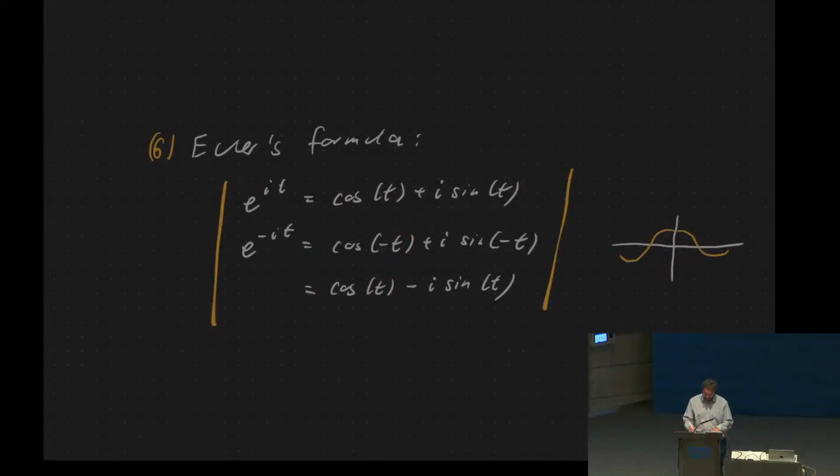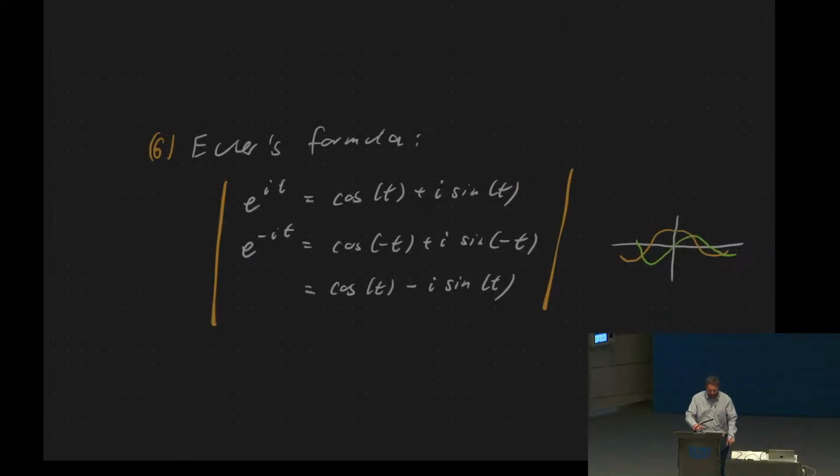For the sine, it's just the other way around. The sine looks like this. So basically, that's not reflected on the axis, but it's reflected on the origin. So the sine of minus t is negative sine of t. So I get this.